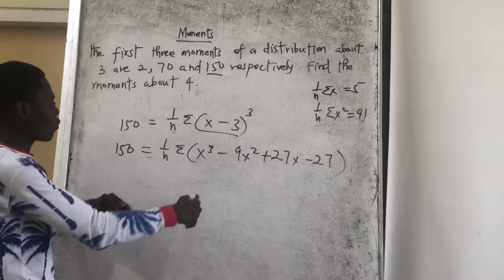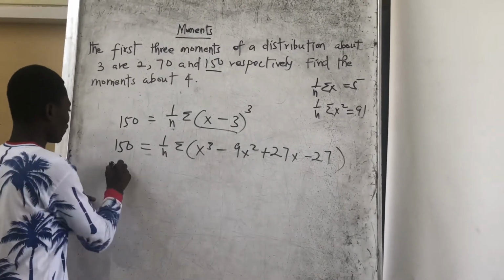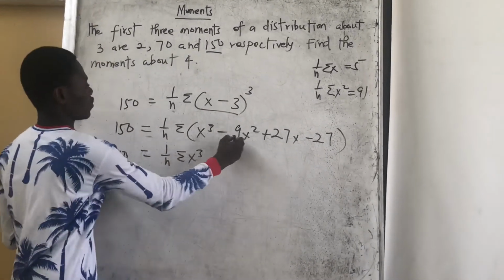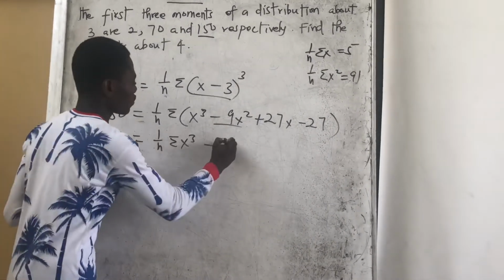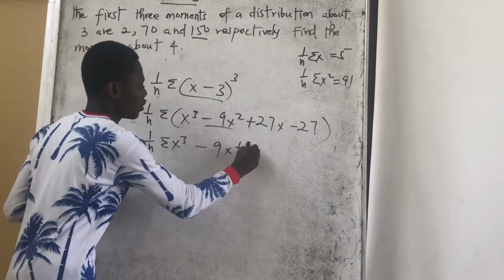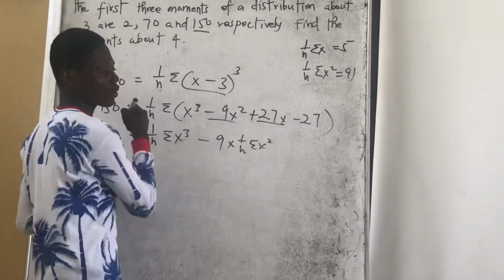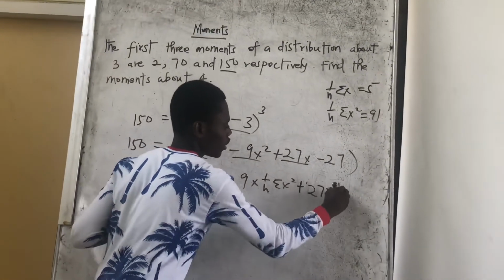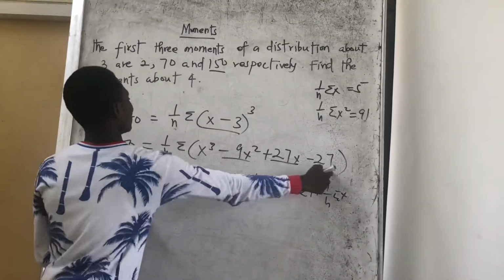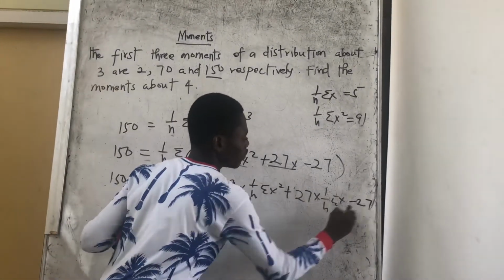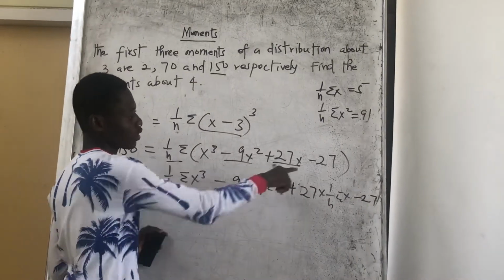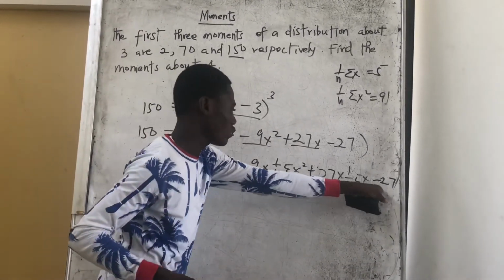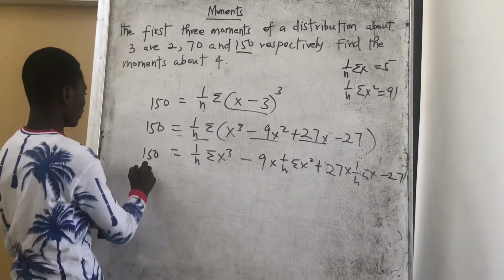So similarly, you open the bracket using the 1 over n sigma. So 150 is equal to 1 over n sigma x cubed minus, this will multiply the 1 over n sigma, okay? So we are going to get minus 9. You can decide to bring the 9 out: 1 over n sigma x squared. Then similarly, this also multiplies this, 1 plus 27 times 1 over n sigma x. And this will now multiply this to get minus 27, because the 1 over n sigma times minus 27 gives 27n, which can cancel out to leave minus 27. So we can now simplify this to get the value for this.